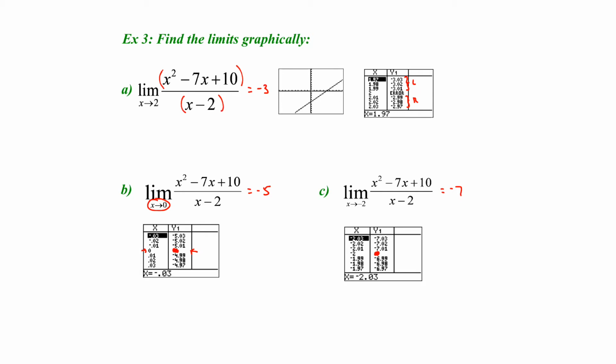So once again, when you do your table set, make sure you start with what the limit is you're looking for. So as x approaches -2, make sure you do that as your table set, and then you can do your change as 0.01. So there are some limits graphically. Yes, we are still looking at the table to identify those as well.